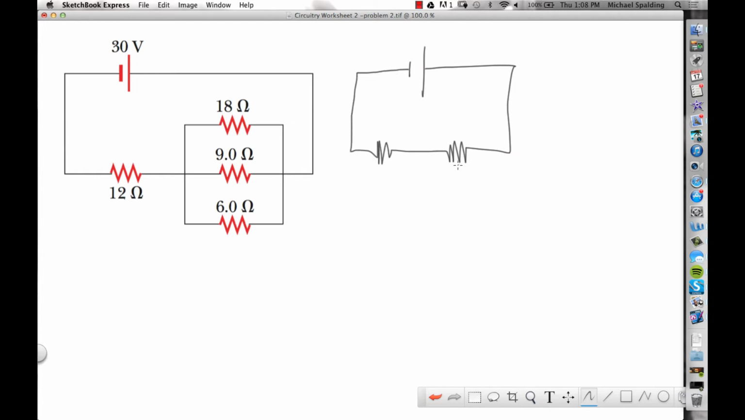So this simplifies to 3. When you do the algebra, that's 3, and then this guy's 12, right? Still a 30-volt battery. Okay?